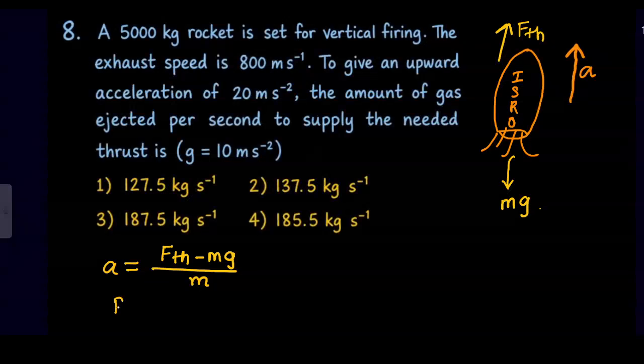So we can find the thrust required, which will be equal to what? This is m into g plus a. Cross multiply, take the mg to the other side. M into g plus a. So for the rocket launching, this much thrust is required. This much force, the rocket needs to start flying. Right, fine.